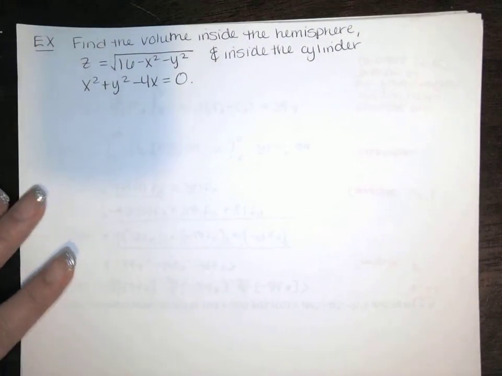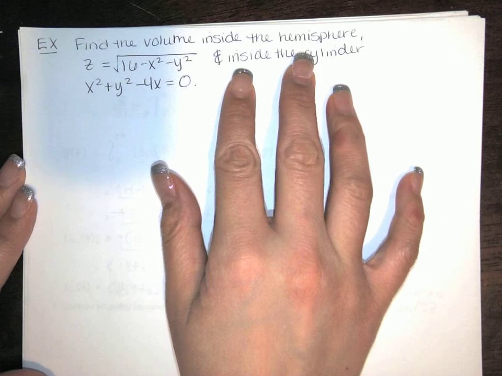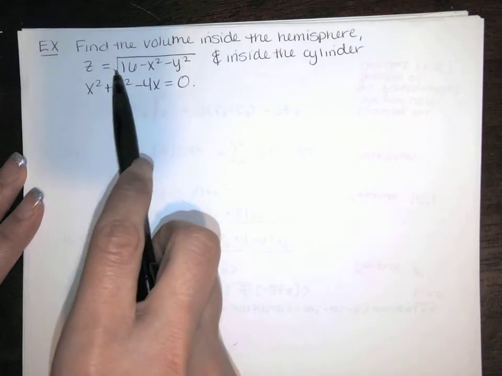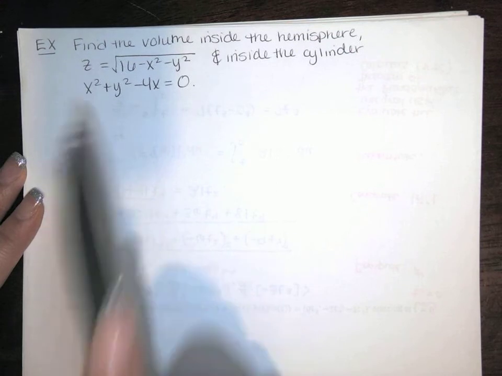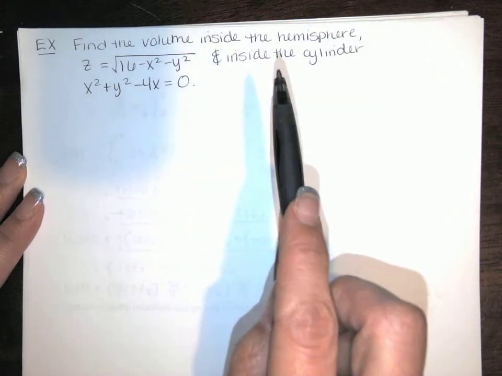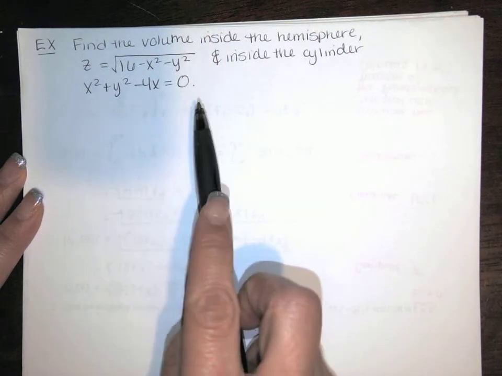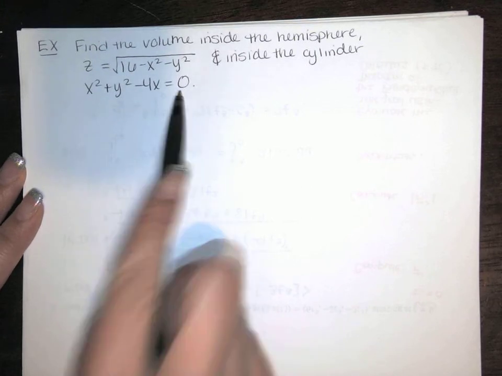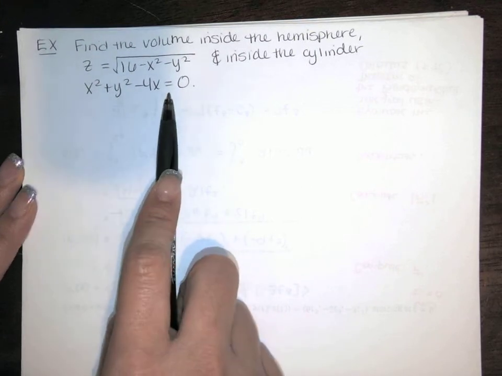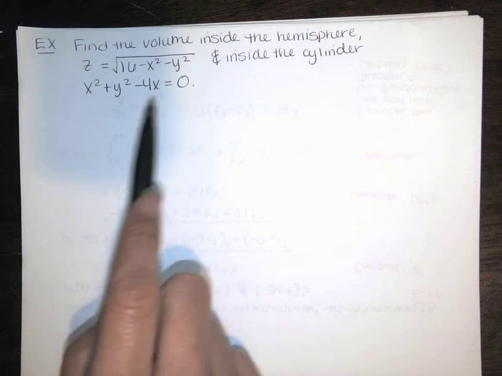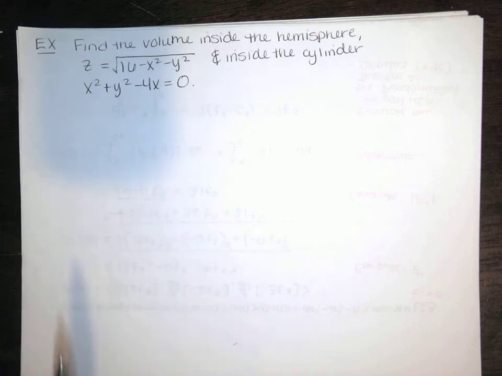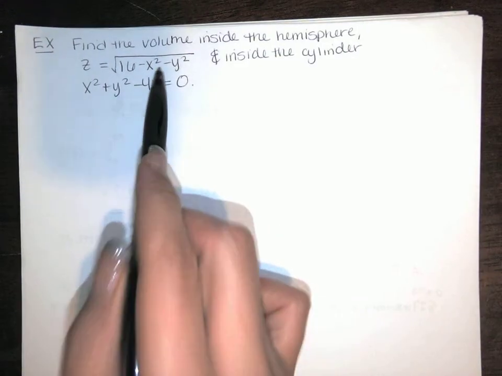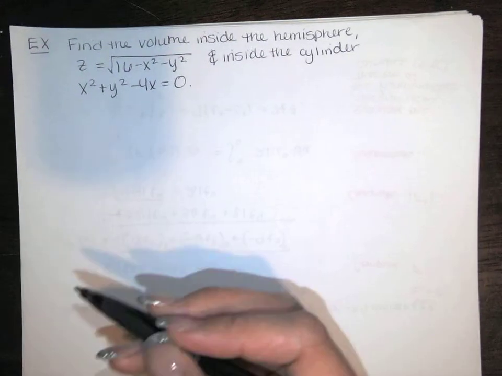Now in this example, we're asked to find the volume inside a hemisphere. So they're telling us in advance it's a hemisphere, given by z equals this positive square root, and we want the volume inside the hemisphere and inside the cylinder given by this. Now, this looks like the equation of a circle, and it is, but it's a circle in the xy plane. Z is free to be anything. So this is just a right cylinder. It goes up and down. It's parallel to the z-axis, and that cylinder is going to intersect our hemisphere at some points.